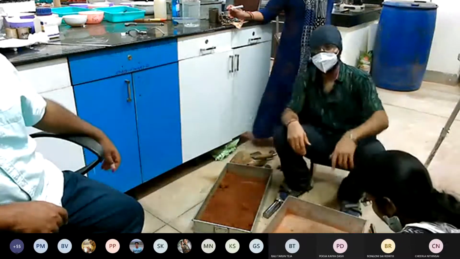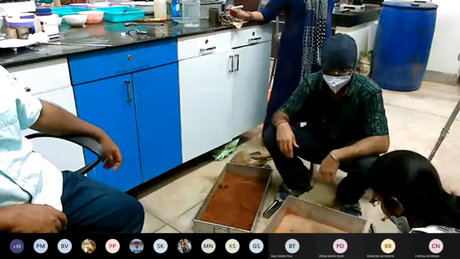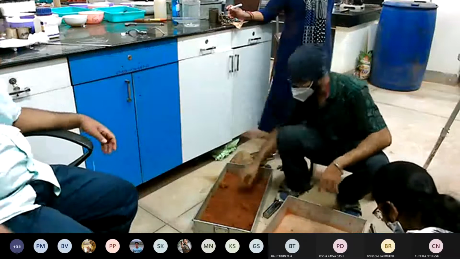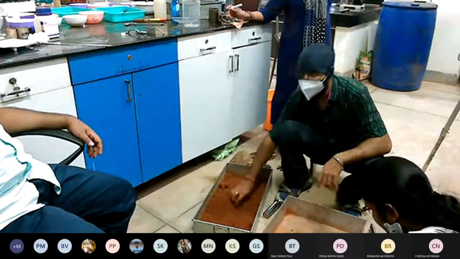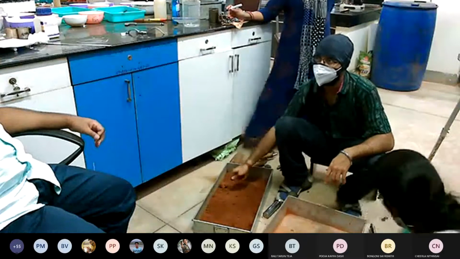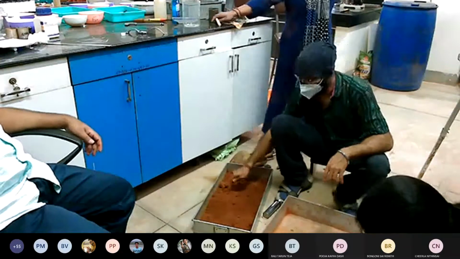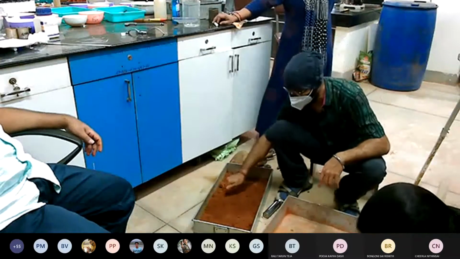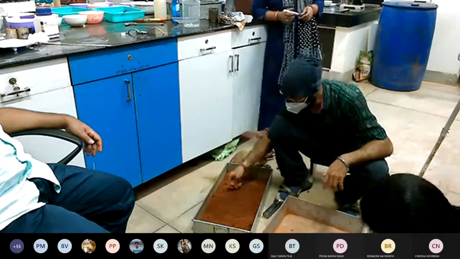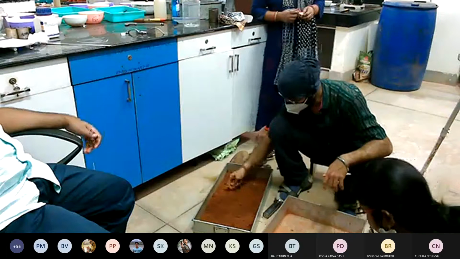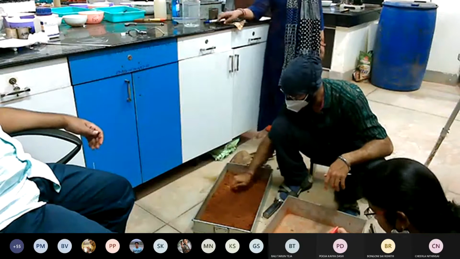So we need to clean the collar, the mold and the base plate and then grease it once again. And by that time we need to add some more water to the soil. So we will take 3% more water, the next increment of 3%, and add it to the existing soil. So approximately 60 ml of water more we will add to it.